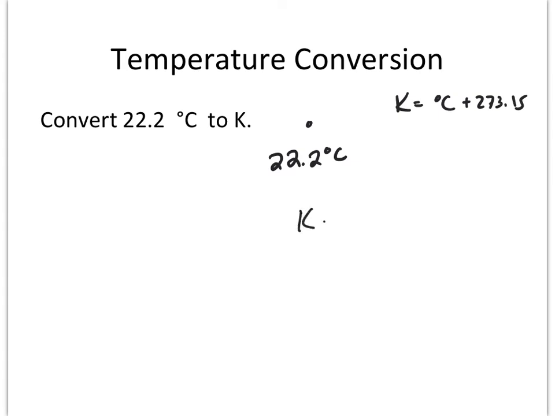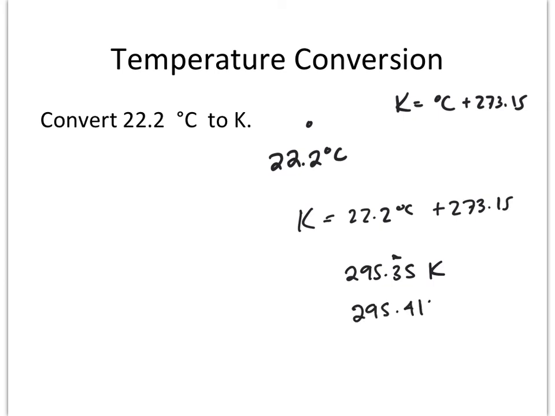If we plug that in, Kelvin equals 22.2 degrees C plus 273.15. We add those two together, and that gives us 295.35 Kelvin as our temperature. We're adding here, so we look at places to the right of the decimal. The least places to the right of the decimal is 1. So 295.4 Kelvin is our final answer here.